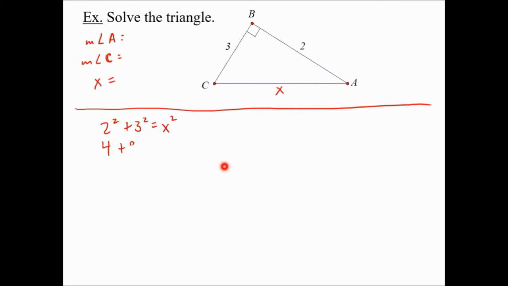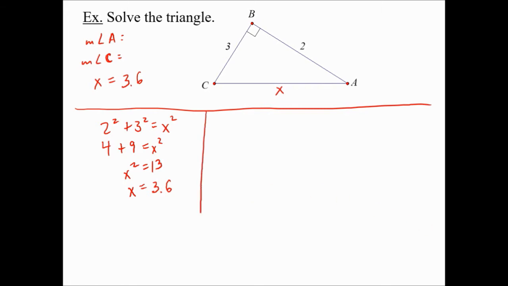4 plus 9 equals x squared. X squared equals 13. So if I square root both sides, the square root of 13 gives me 3.6. Okay, so x is 3.6. Great.